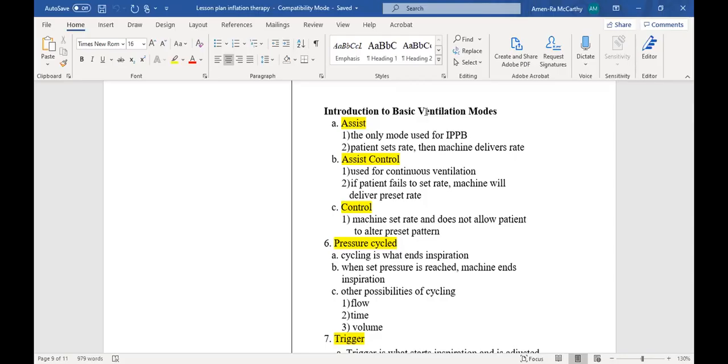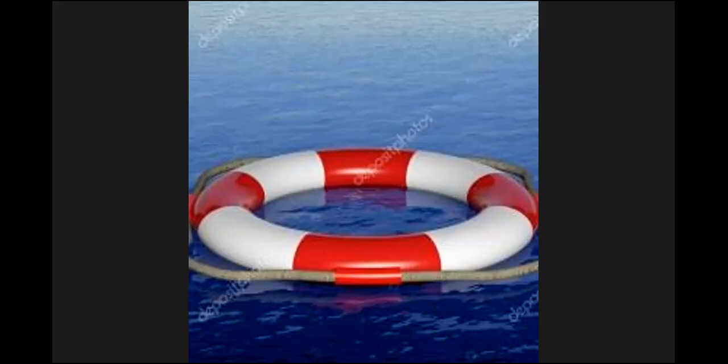Now, the other 2 modes that I want to touch on would be assist control and control. If a patient is in assist control, then that is used for continuous ventilation. That's somebody who cannot breathe on their own. They are on life support, and we are delivering them breaths, volume, oxygen, and we're delivering it constantly, right? So I'm going to stop my share and show you something on the board.